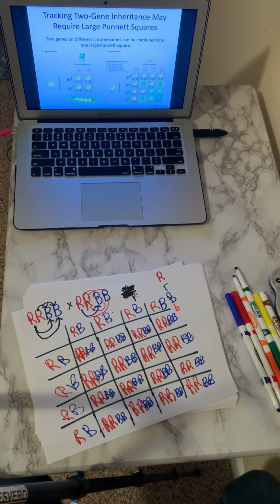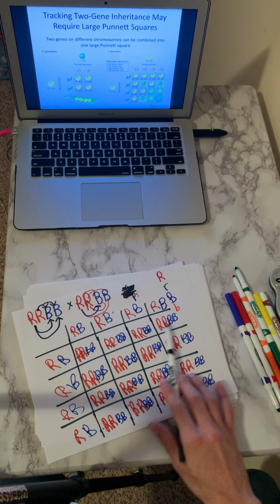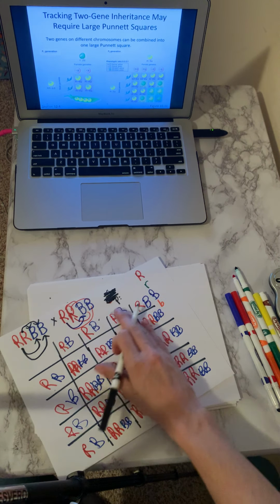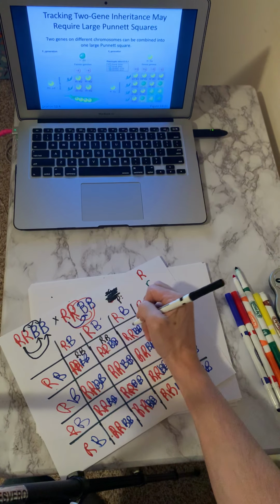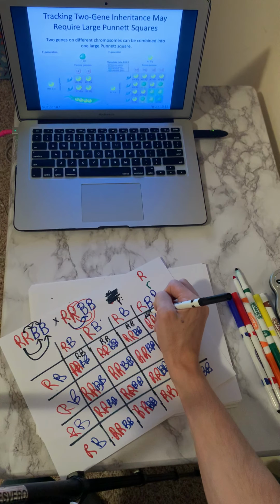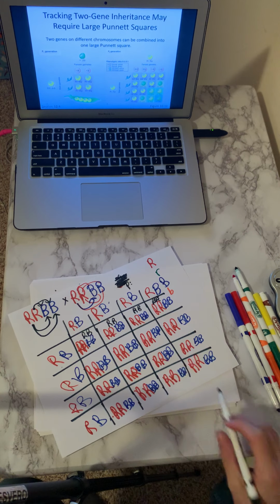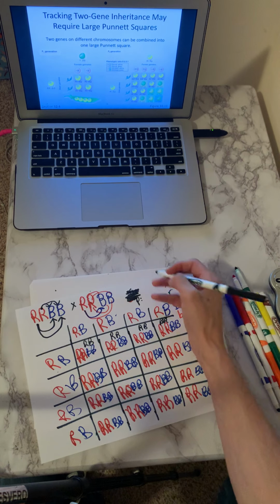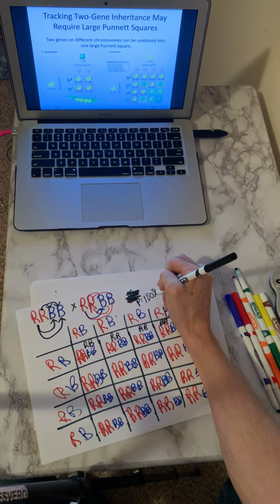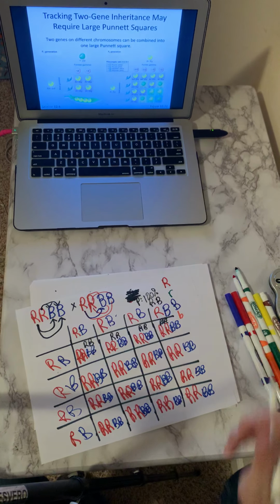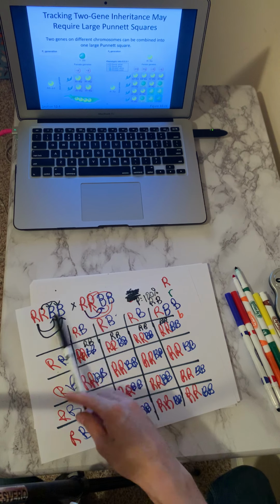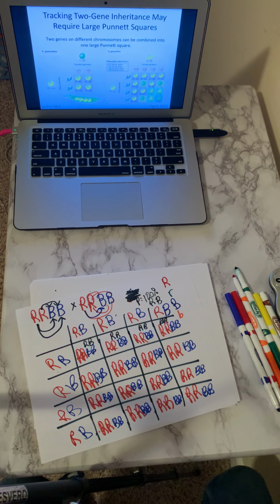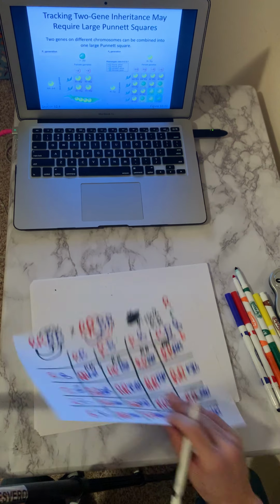But for the phenotypic ratios, they're easy to count, and we can do this very simply. Let's count what these guys look like. Red bird with blue wings, RB, RB, RB. They're all red birds with blue wings. So our phenotypic ratio would be 100% red birds with blue wings. And that's a really quick breakdown of crossing two homozygous dominant individuals on a large Punnett square. It works the same if they're homozygous recessive as well.